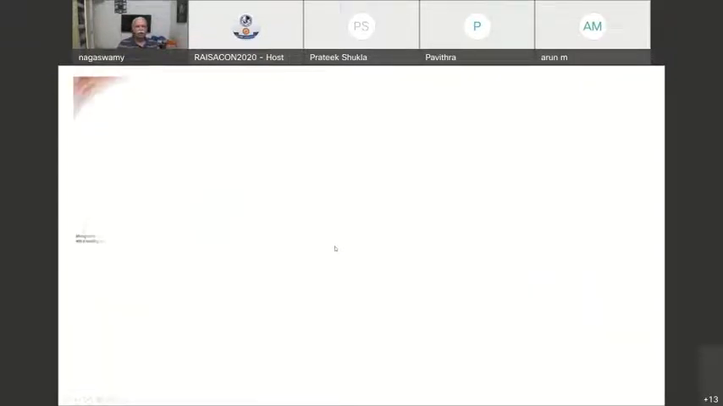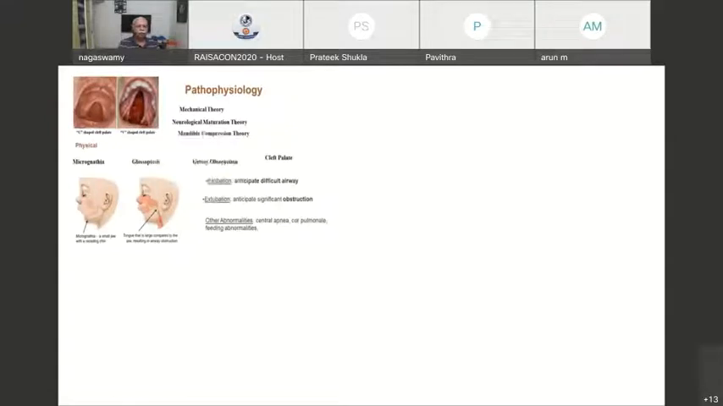And the pathophysiology for this Pierre Robin syndrome is, it is mechanical theory, neurological mutation theory, and mandible compression theory. But the main problem is underdevelopment of the mandible. So micrognathia. Because of this, the tongue becomes larger for the normal oral cavity. So it is called glossoptosis. And this will cause airway obstruction in the baby. These three are the characteristics of that Pierre Robin sequence.